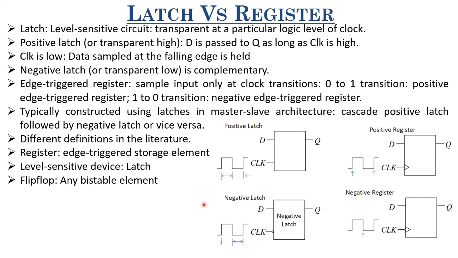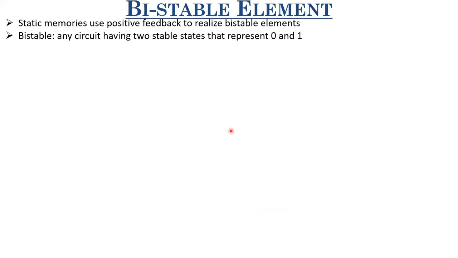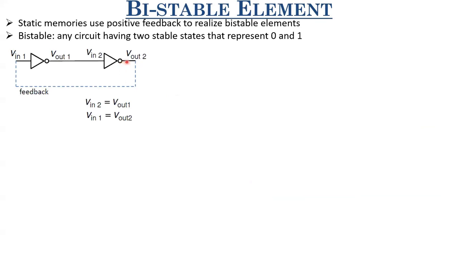So we have been talking about this bistable element for a long time. It's a basic component, and the most common way of implementing static memories. Let us look at a very simple form of a bistable element. I said that static memories use positive feedback to realize bistable elements. But what exactly is bistable? We discussed that it's any circuit having two stable states that may represent logic level 0 and logic level 1. A very simple form of bistable element is obtained by connecting two inverters and taking feedback from the output of the second to the input of the first.